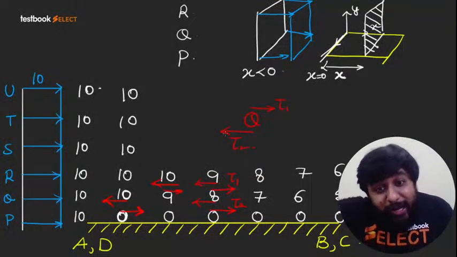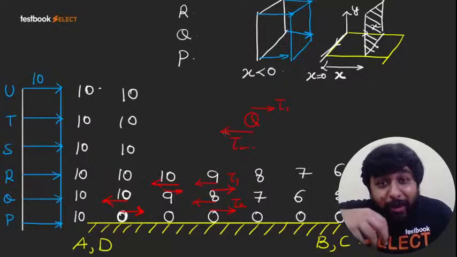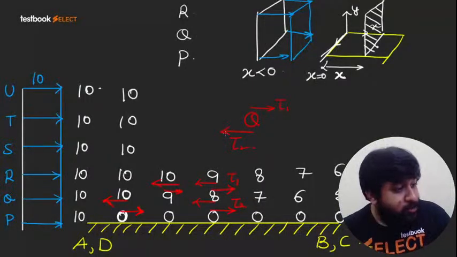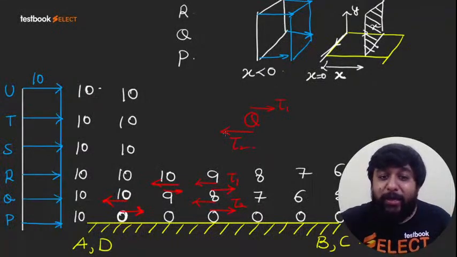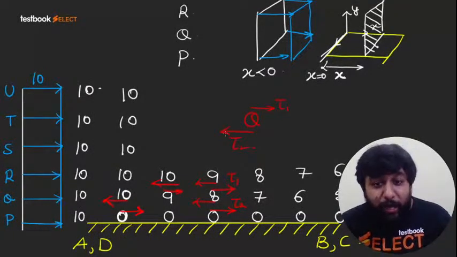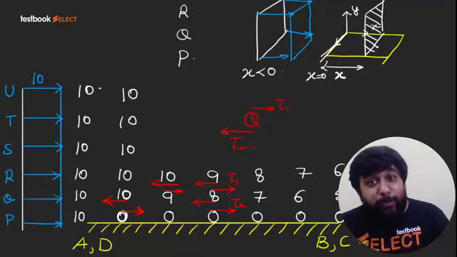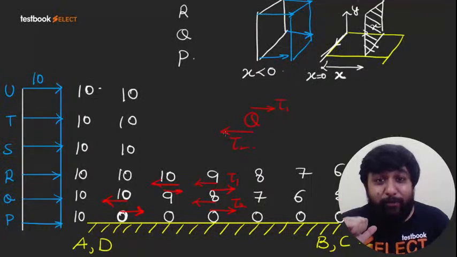And if tau 1 is less than tau 2, then the value of Q will keep on decreasing. So there can be different scenarios. I am showing this just to explain. The scenario can be of acceleration, of constant speed, and of deceleration also.